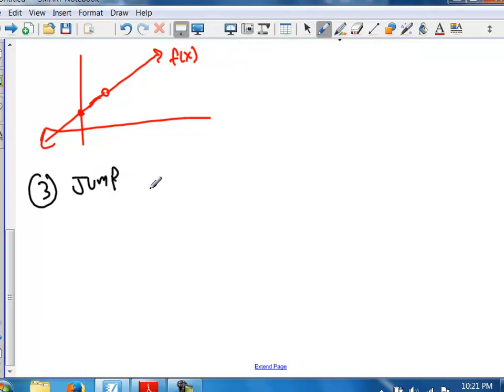A jump discontinuity is basically only going to occur when we have a piecewise function or something like it. Hopefully you understand what a piecewise function is from your pre-calc as well. Let's look at a graph again.